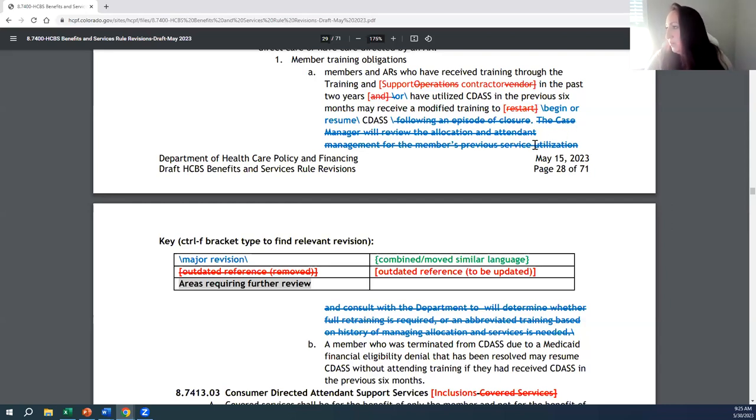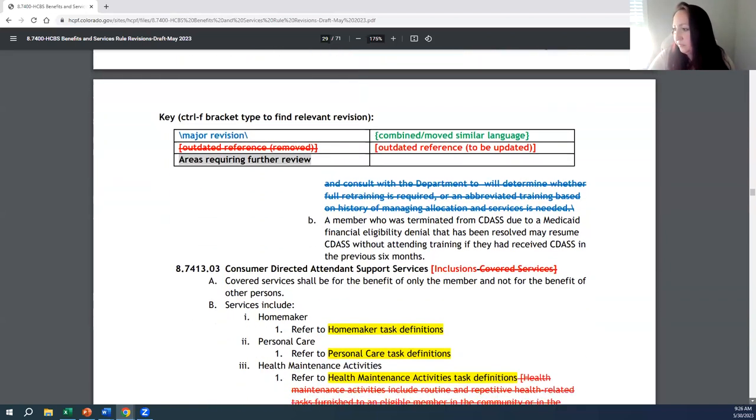Okay, so begin or resume CDAS. Following an episode of closure, the case manager will review the allocation and attendant management for the members' previous service utilization and consult with the department to determine whether full retraining is required or an abbreviated training based on history of managing allocation and services is needed. So that is a change that has now been stricken.